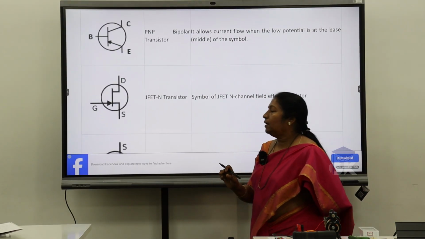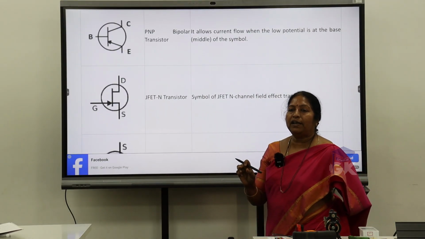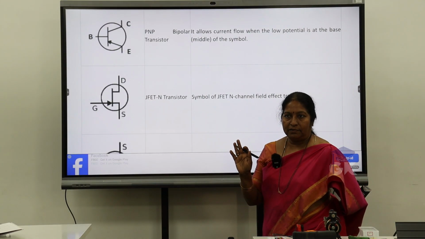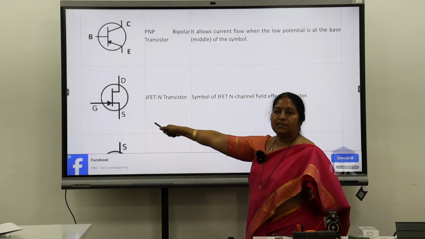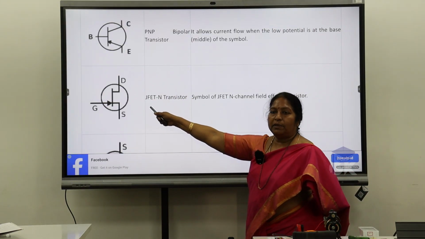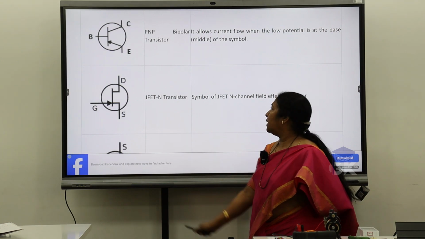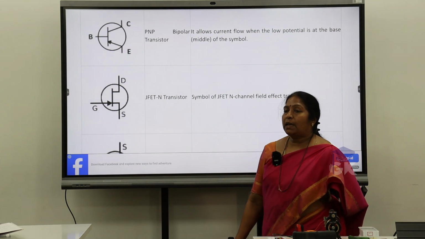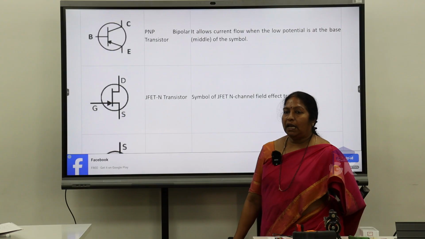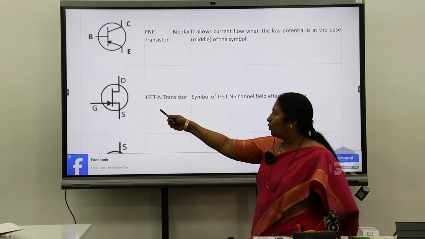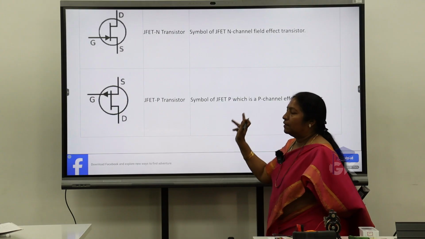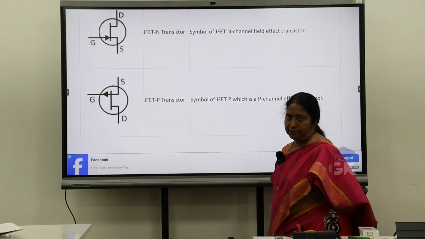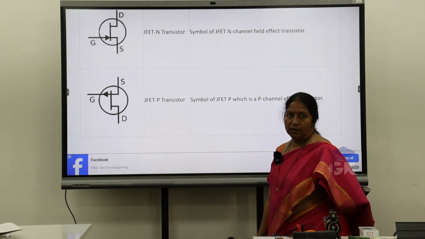This is nothing but a junction field effect transistor, JFET. We show the arrow. Drain and source form a single channel. The gate will be shown with an arrow based on whether it is an N type of JFET. In an N type of JFET, the arrow is inside. In a P type of JFET, the arrow is away from the gate. This you have to remember.